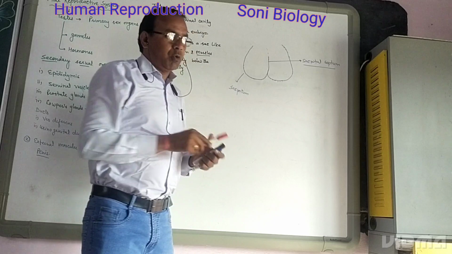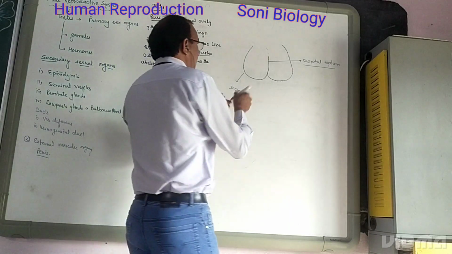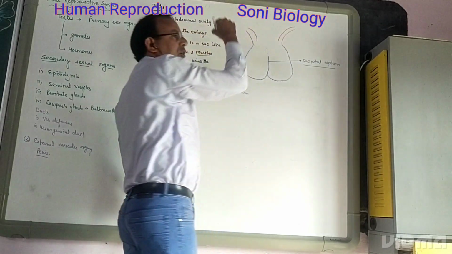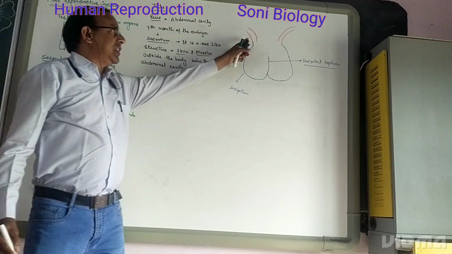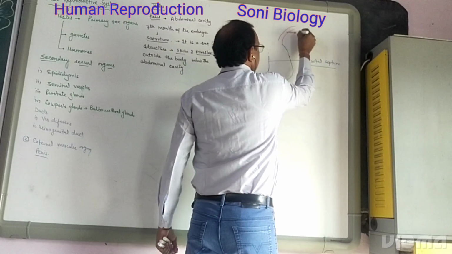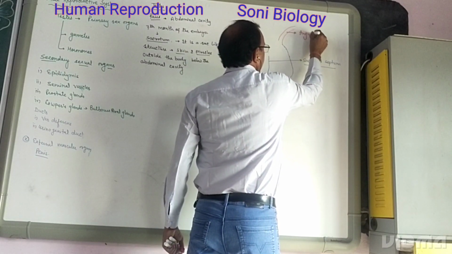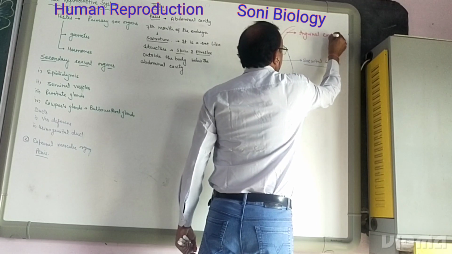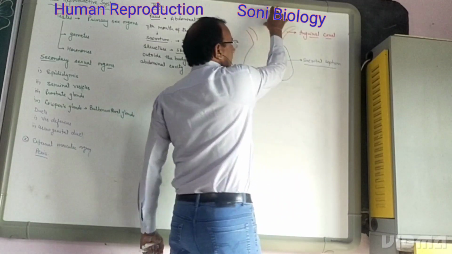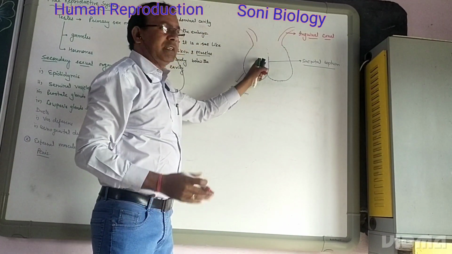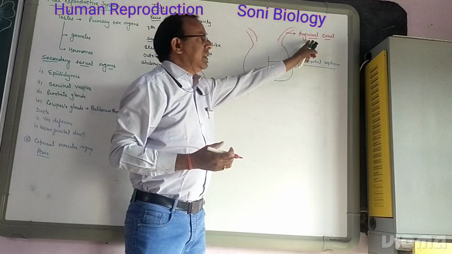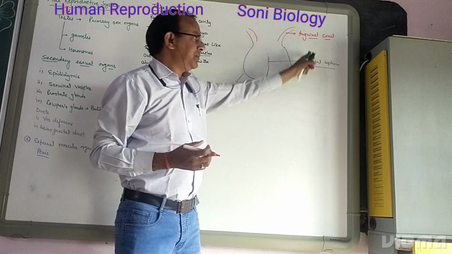This scrotum is present outside the body, but it is also attached with the abdominal cavity. That special attachment is a canal called the inguinal canal. This is the abdominal cavity, and the scrotum is present outside the body, attached to the abdominal cavity by the inguinal canal.